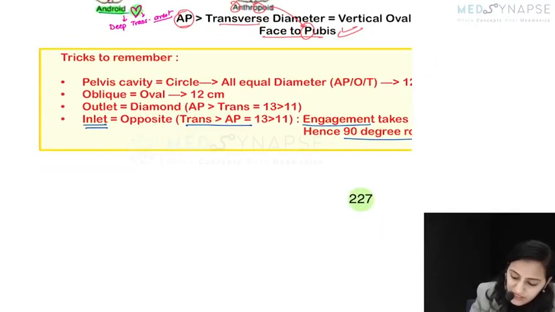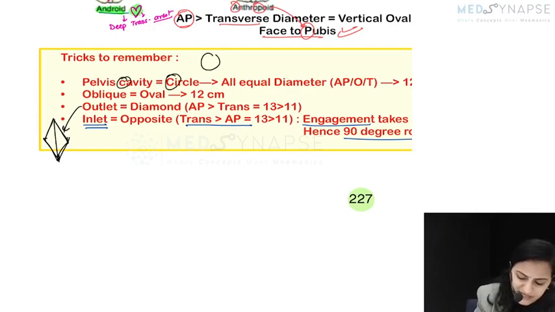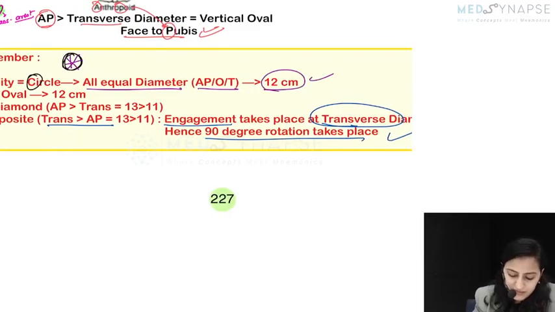Because what is the shape of the outlet? The pelvic outlet is diamond shaped. The AP is more than the transverse, while the pelvic cavity is a circle. In a circle, all the diameters are the same, whether AP, oblique or transverse. All of them are the same, 12 centimeters.